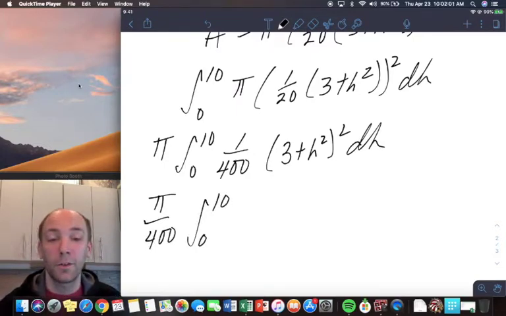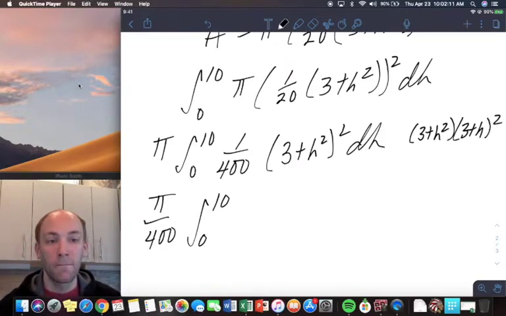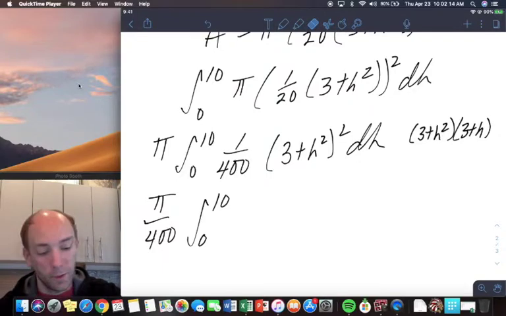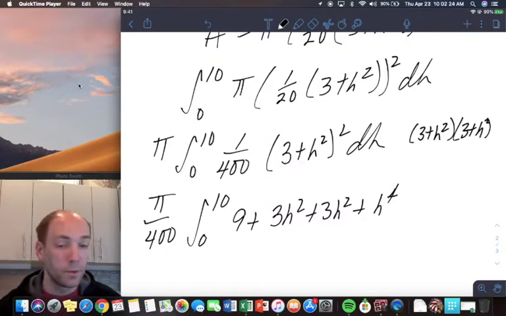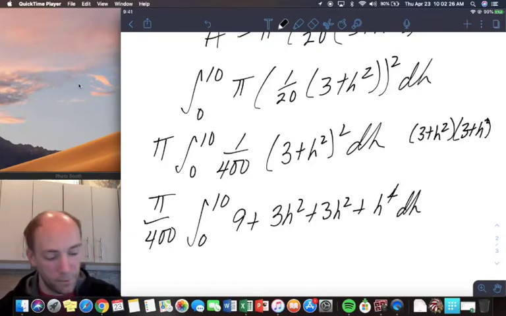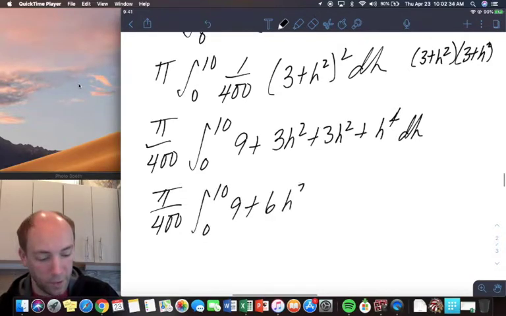Then let's go ahead and square 3 plus h squared. When I square that, remember that's 3 plus h squared times 3 plus h squared. So I'd have 9 plus 3h squared plus 3h squared plus h to the 4th. So pi over 400, integral 0 to 10, 9 plus 6h squared plus h to the 4th dh.